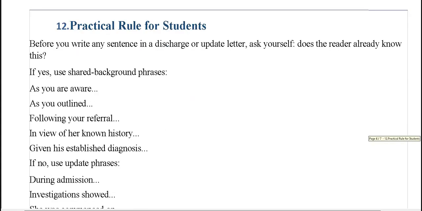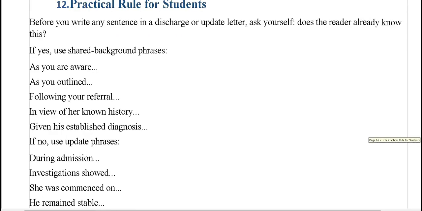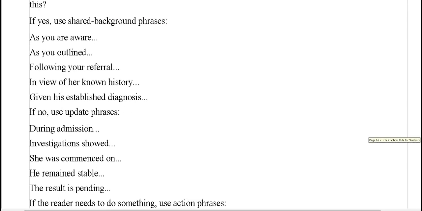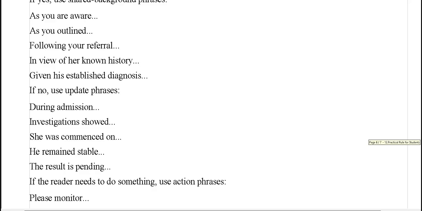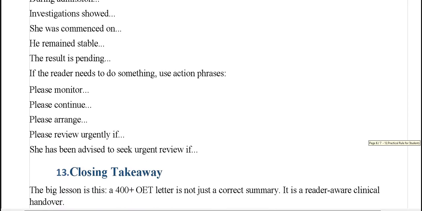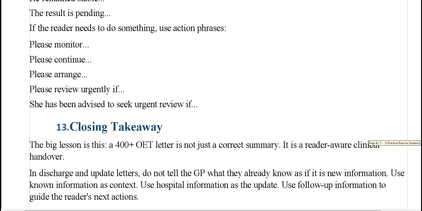Okay, so before you write any sentence, ask yourself, does the reader already know this? If yes, use shared background phrases: as you are aware, as you outlined, following your referral, in view of a known history, given his established diagnosis. If no, use updates: investigation showed, he remains stable. Yeah, if you need to do something, use action phrases: please monitor, please continue, please arrange.